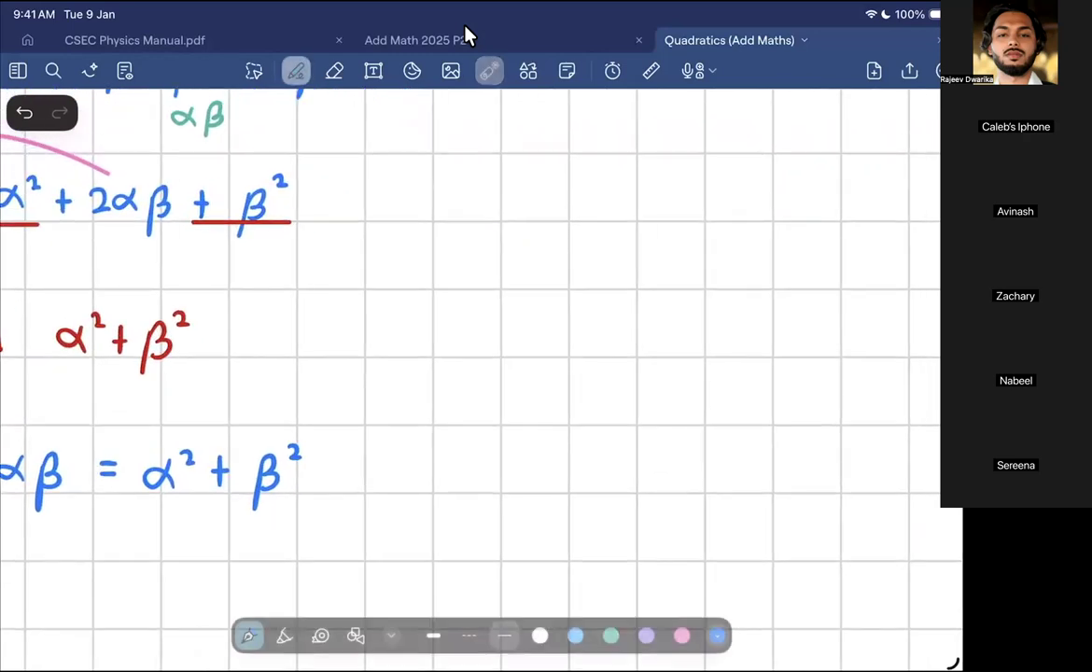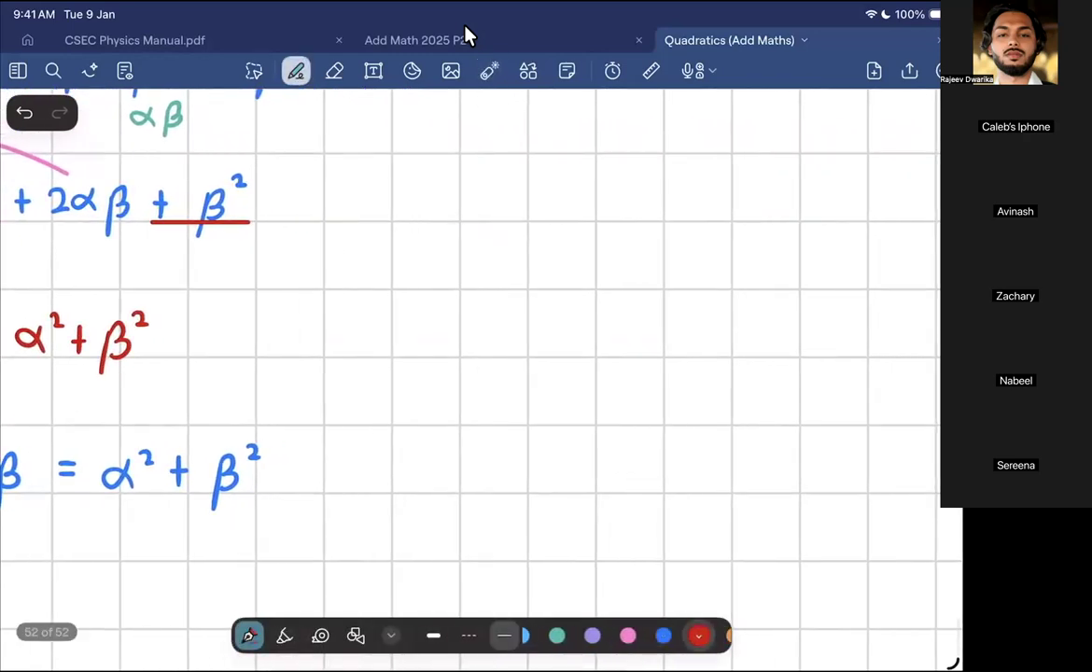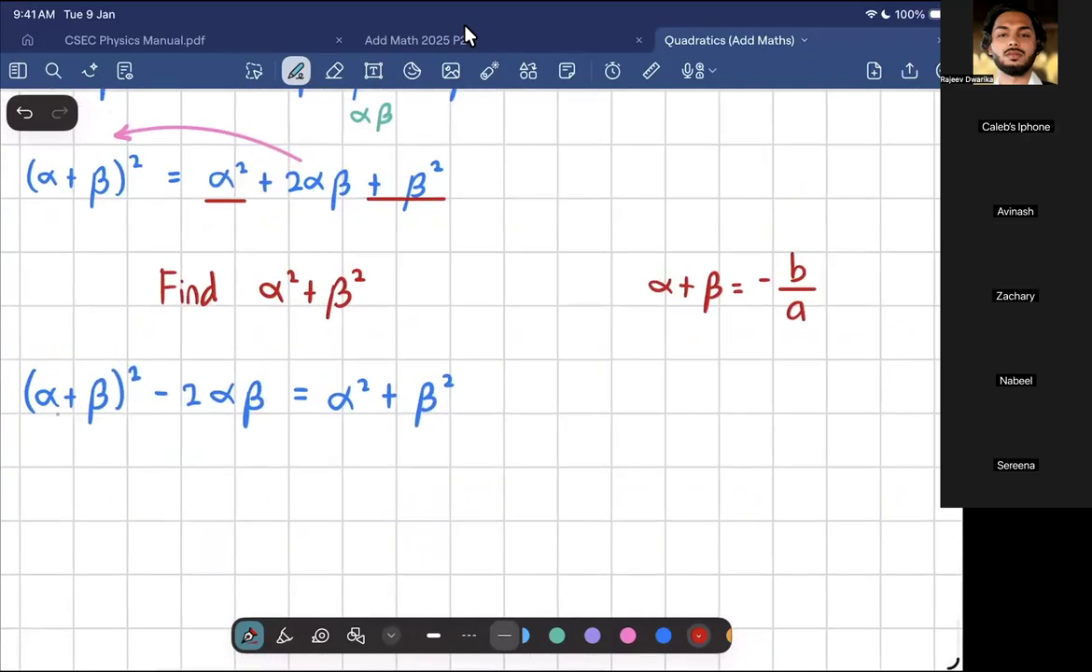So Caleb, talk to me. What is alpha plus beta equal to? Minus B over A. Right? So Nabil, look at your working. Tell me if you had that anywhere. Yes, sir. Yeah, you did. So remember that this is the formula for alpha plus beta. Given a quadratic, I could actually find what alpha plus beta is. So that's not a problem. I could find a value for that and then replace it.